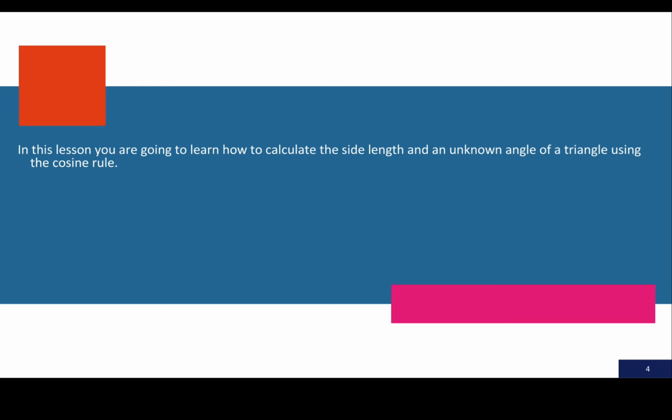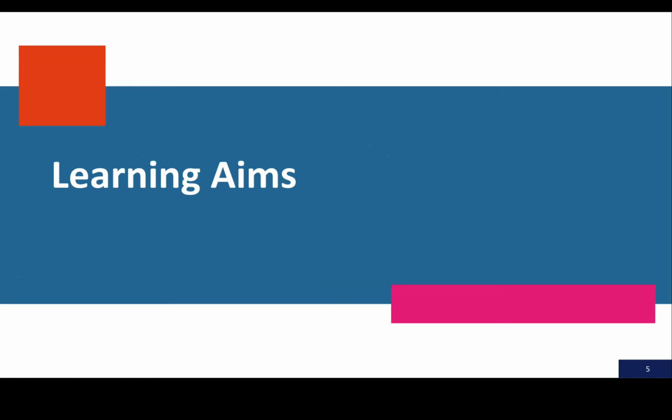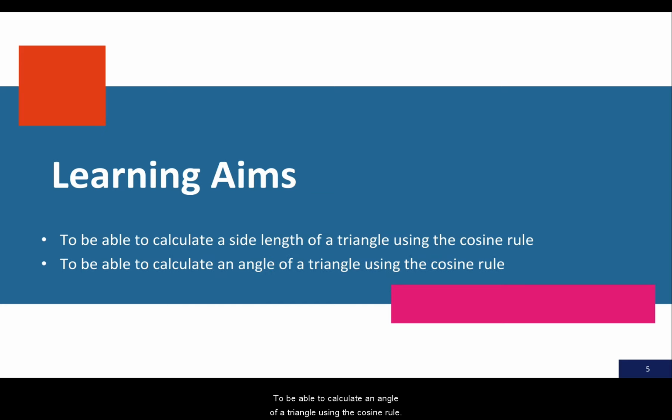In this lesson, you're going to learn how to calculate the side length and an unknown angle of a triangle using the cosine rule. This will include using your calculator. This lesson is suitable for students who will be taking A-level mathematics. The language of the lesson is English, and the recording should take around 30 minutes. The learning objectives of this lesson are to be able to calculate a side length of a triangle using the cosine rule, and to be able to calculate an angle of a triangle using the cosine rule.